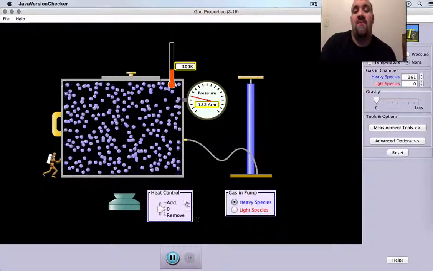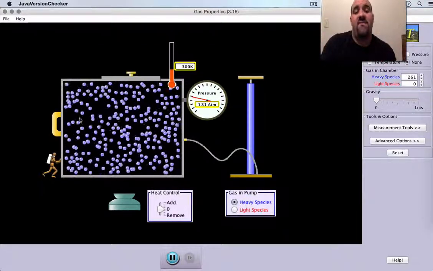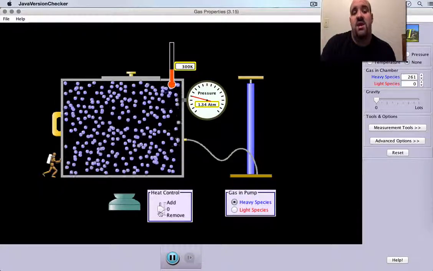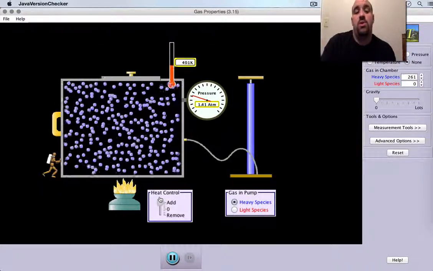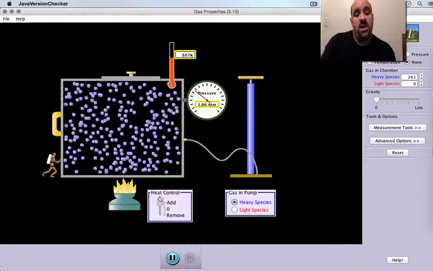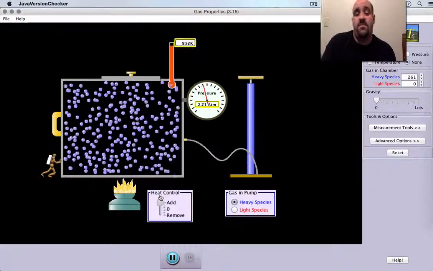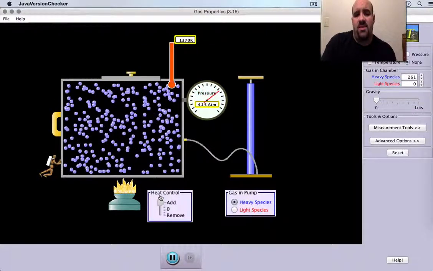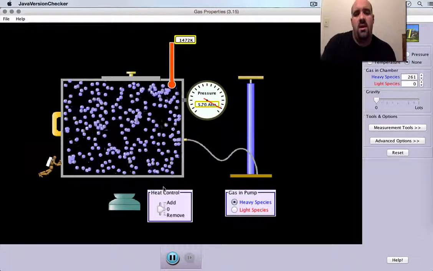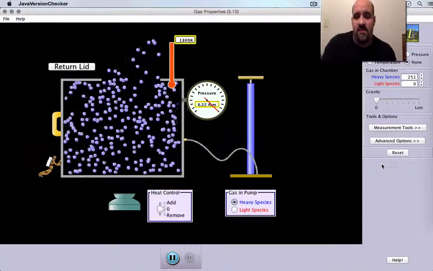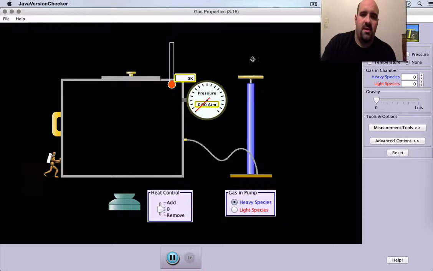So when you have a fixed volume, a constant volume, if the size of this container doesn't change, adding temperature to it is going to increase the pressure as the particles simply move faster and collide with the sides of the container. And I think we reached overload here, so we'll restart that.